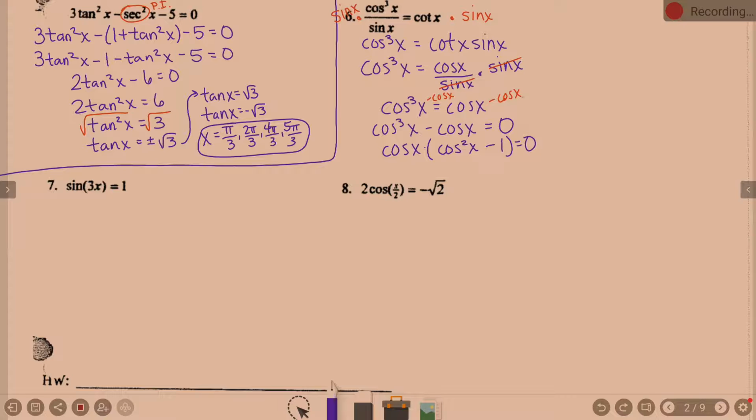What are your thoughts here? What do you see? Set both parts equal to 0. Yeah. We have two parts multiplying to equal 0. So zero product property says set each part equal to 0. So I'm going to have cosine x equals 0 or cosine squared x minus 1 equals 0.